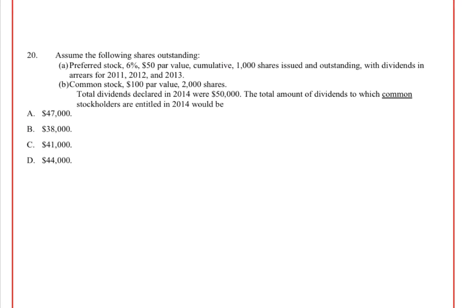Question 20. Assume the following shares outstanding. There's some preferred stock with dividends in arrears, they're cumulative again, and there's some common stock. Total dividends were 50,000. What's the dividend to the common stockholders? Again, what we've got to work out is the dividend attributable to the preferred stockholders each year. So again, 6% of $50 par value is $3 per share, and there are 1,000 of them. So $3 per share multiplied by 1,000 implies 3,000 each year to the preferreds.